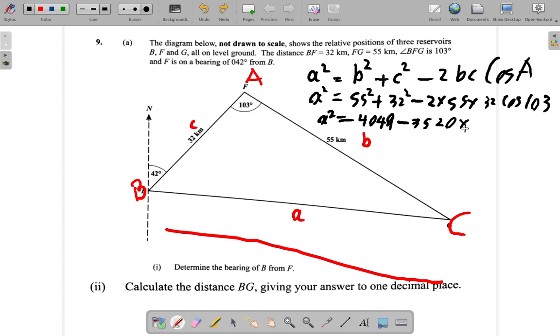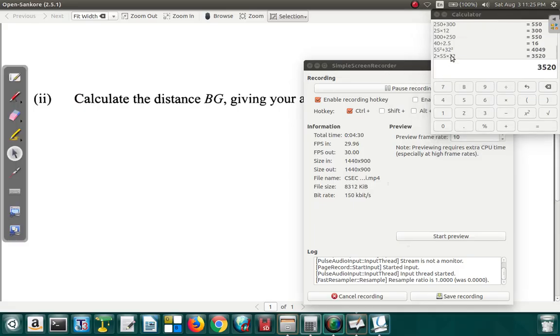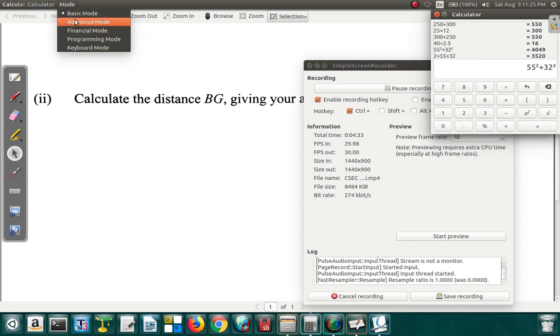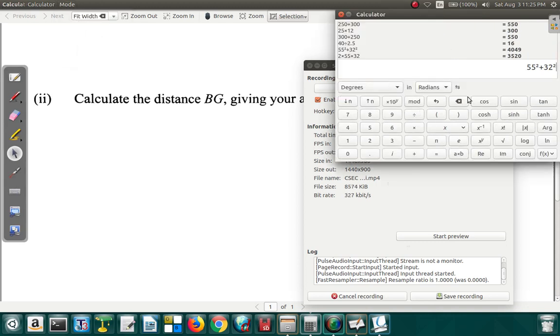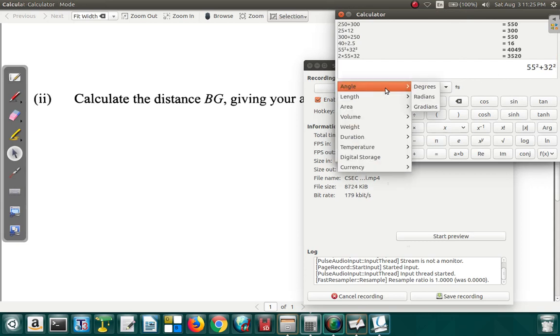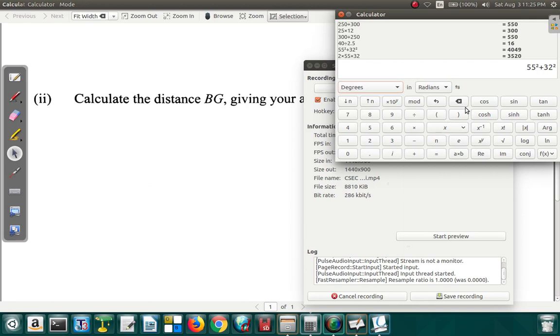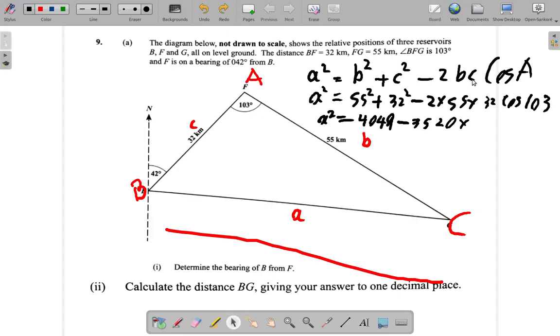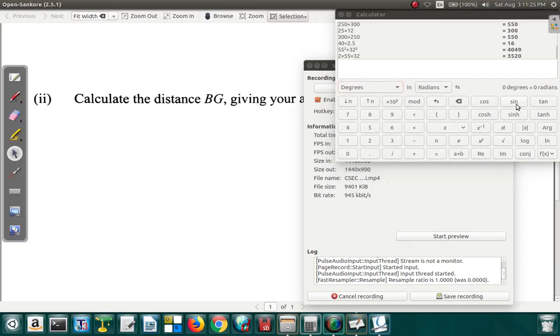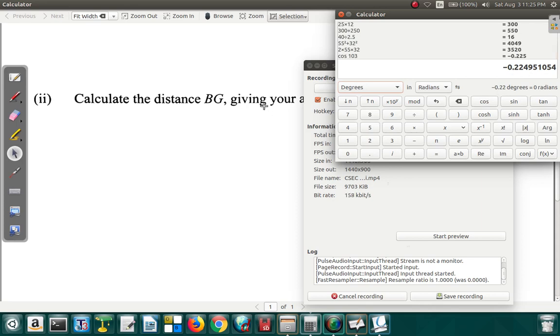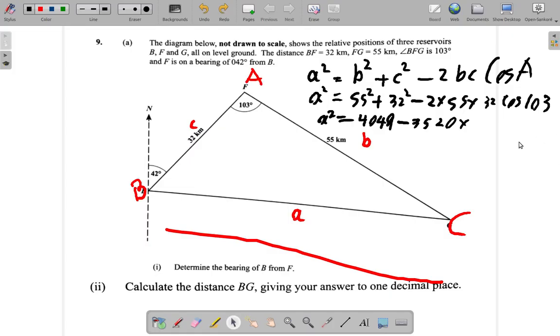Times cosine of 103. What is the cosine of 103? Going to have to go into more advanced mode to find cosine. Make sure the calculator is in degree mode. This is in degree mode. Alright. So let me clear. Cosine of 103 is negative 0.225. So all of that times negative 0.225.